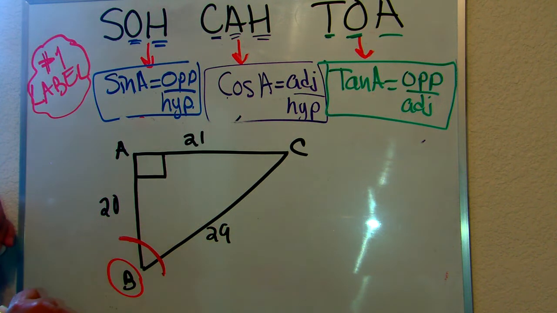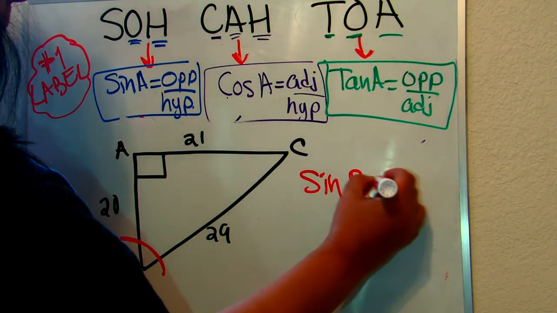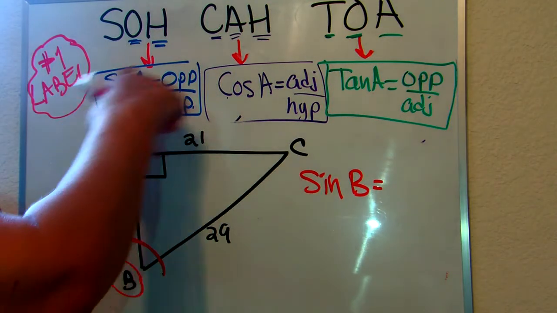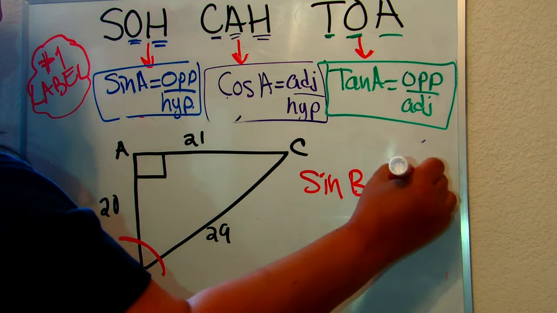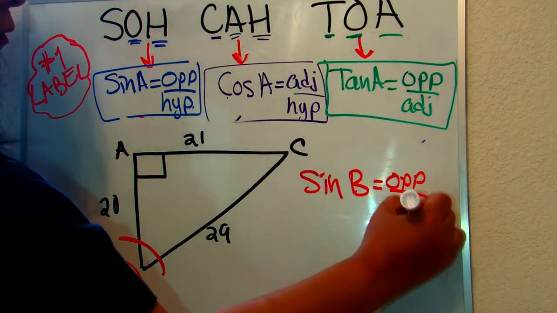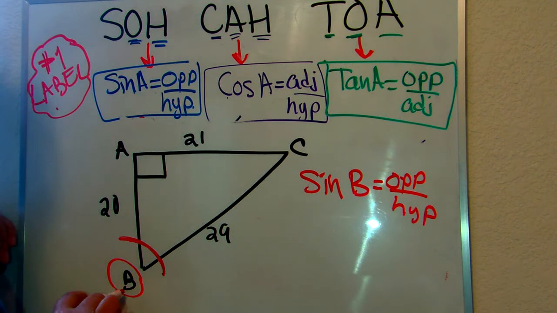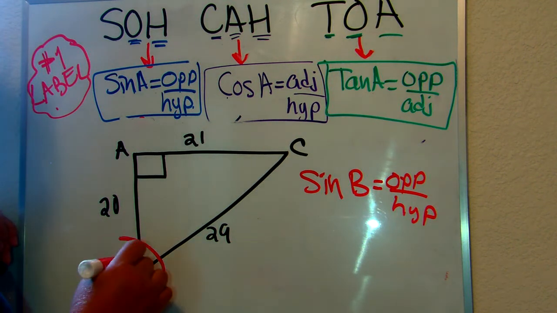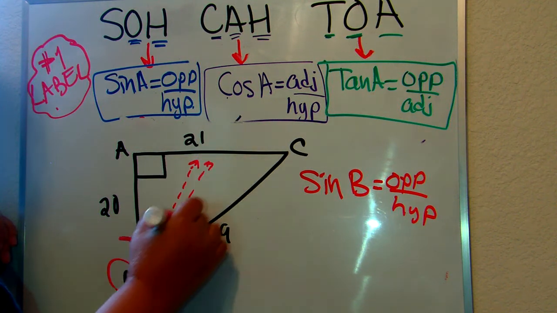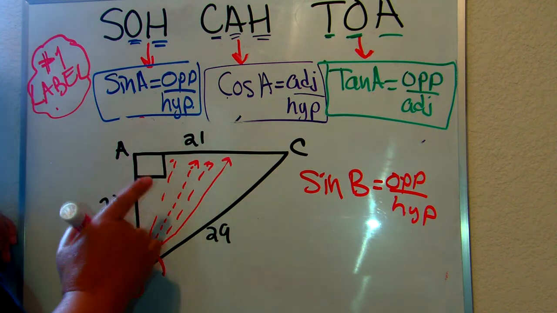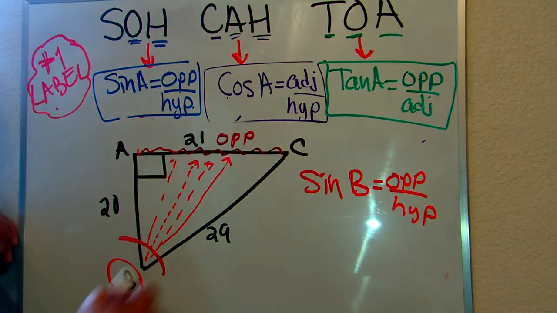What did we say was the first thing that we have to do? We're looking for the sine of angle B. You go to your SOHCAHTOA, and what does it say? Sine is what? Opposite over hypotenuse. So what did we say? Label. So in relation to angle B, what is this side that is across from you? This one right here. So pretend you're shooting rays to the wall or to the side in front of you. This is your opposite.